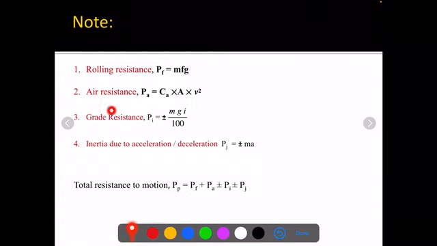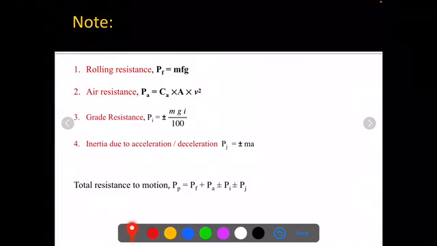The second resistance is due to the friction developed between the moving vehicle and the air, which is acting in the opposite direction. It is represented as Pa and is calculated as CaAV squared, where Ca is the coefficient, A is the front projection area of the vehicle, and V is the speed at which the vehicle is moving.